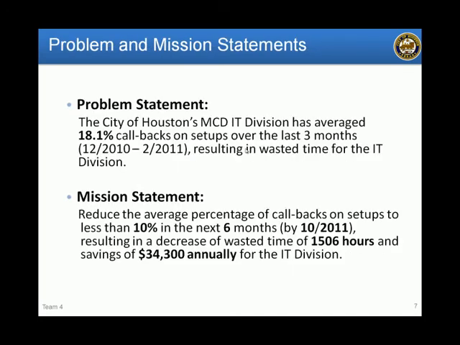For our project, we have defined our problem statement as the City of Houston's MCD IT division has averaged 18.1% callbacks on setups over the last 3 months, resulting in wasted time for the IT division. And the mission statement as reduce the average percentage of callbacks on setups to less than 10% in the next 6 months, resulting in a decrease of wasted time of 1,506 hours and savings of $34,300 annually for the IT division.